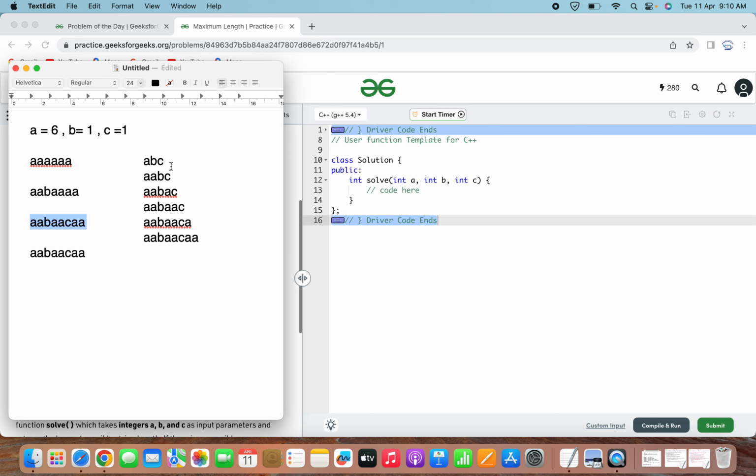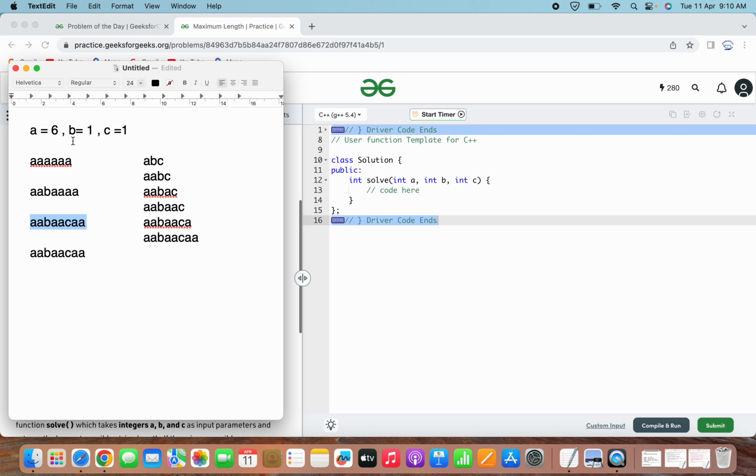Another way of forming the string is that you just place the characters given in the string one after another. So first I placed A, B, C, because I got that one A is there, one B is there, one C is there. That's why I placed one A, B and C.